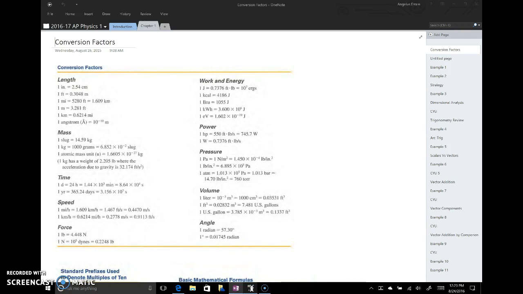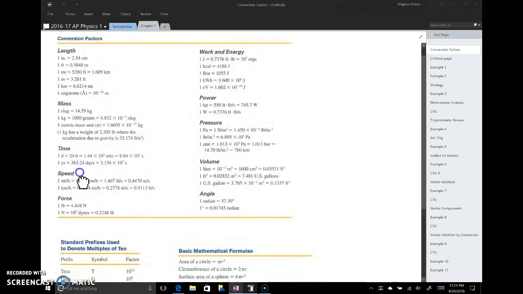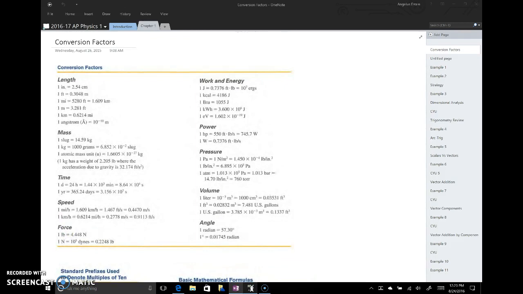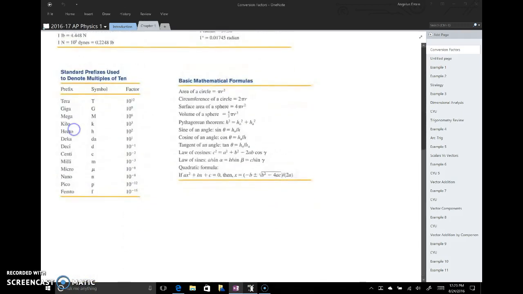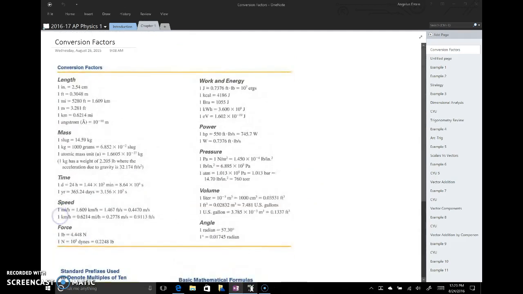So we'll get a quick review of those things today and tomorrow, and that should help us build that strong foundation. You'll see here the first page in my OneNote under the section for Chapter 1 is one of the first pages in your book that gives you a lot of conversion factors, prefixes, and simple formulas that we need to know. So this is a good reference for you to have.